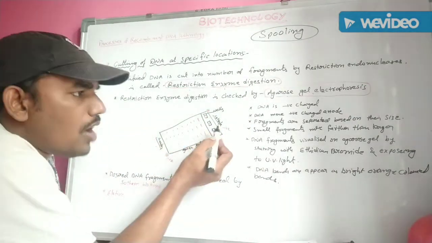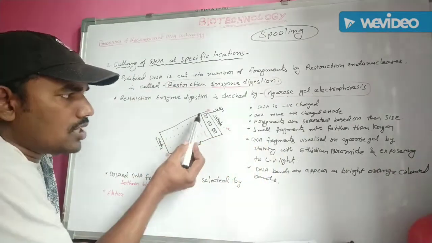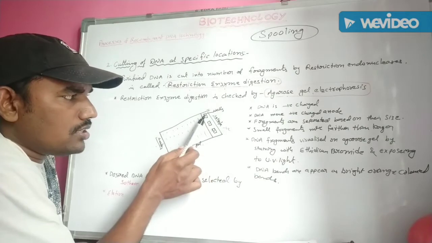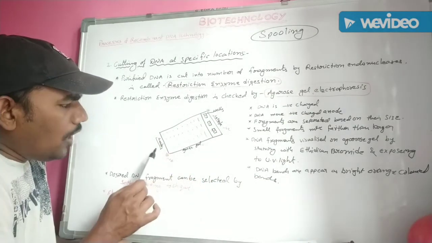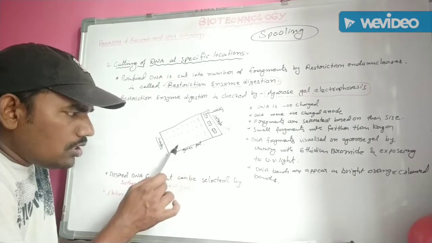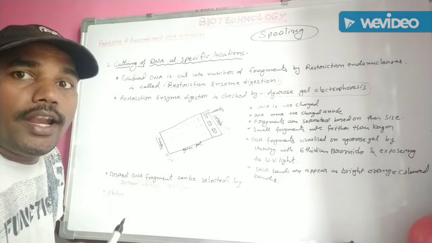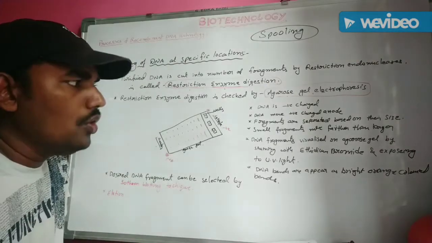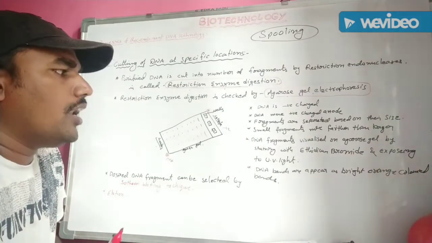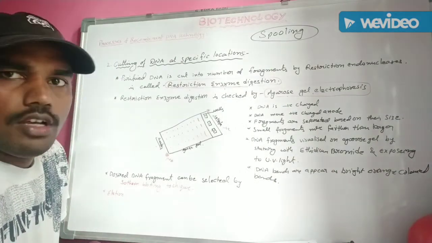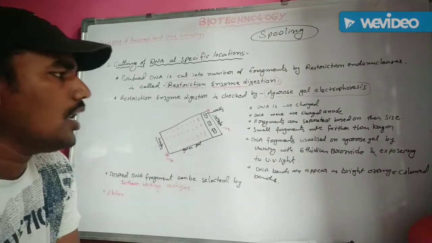That means the small fragments travel farther than the large ones. In the cathode region, near the wells, the largest fragments are present. Gradually, the smallest fragments are visible towards the anode region. So the small fragments move farther than the larger fragments, because of the power supplied to the gel electrophoresis.